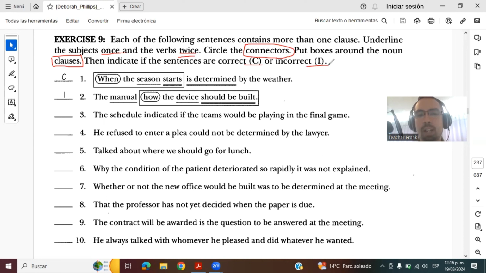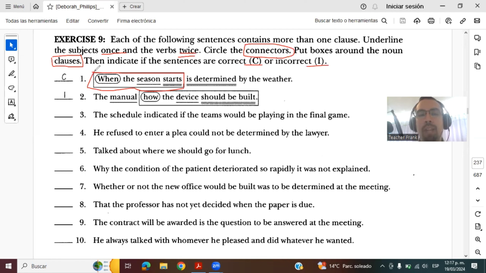When the season starts is determined by the weather. So we have our connector, right? Noun connector. When the season starts is subject verb. That's the first clause. And then is determined is the second verb. And then when the season starts can be it, right? So this is going to be the subject for is determined, and it's correct. It has all the elements, right?